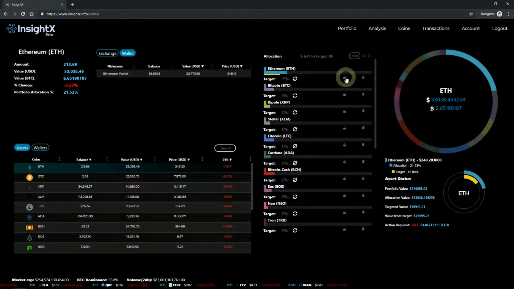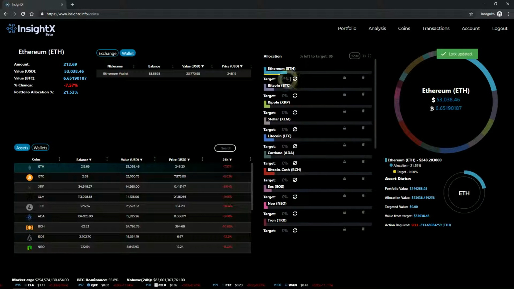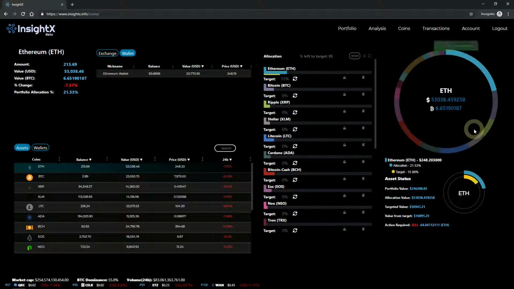And we can also lock that target in. So we're going to make sure to lock that in. Actually, let's do 15 again. I'm sorry. So we got that in there, and what you're seeing here is we're targeting that 15%.